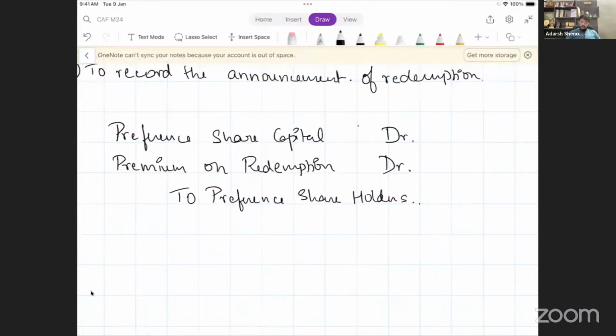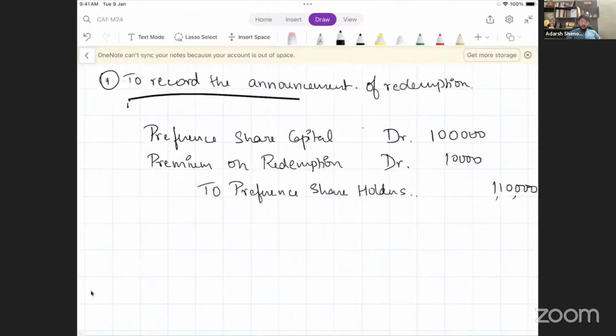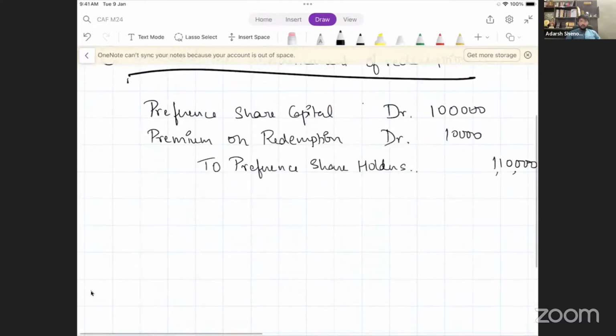So let's say this is 1 lakh, this is 10,000, this is 1 lakh 10,000. So this is the entry for announcement of redemption. So 1 lakh is towards capital, 10,000 is towards the premium on redemption, and total payable is 1 lakh 10,000, which is credited to preference shareholders account. So this is the recording of announcement of redemption.